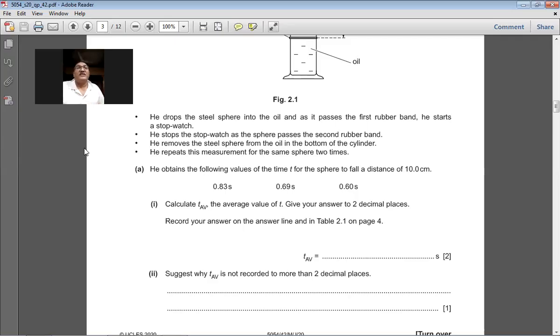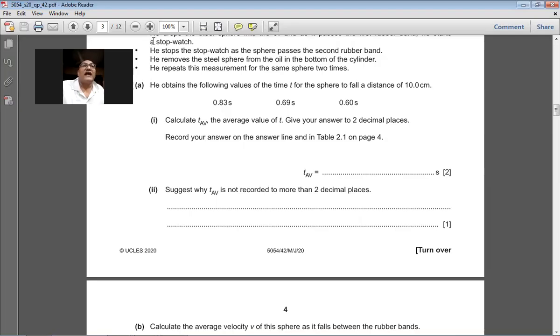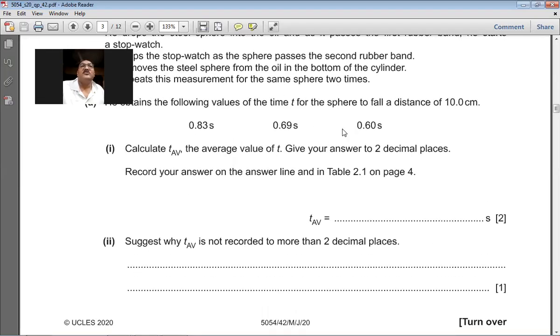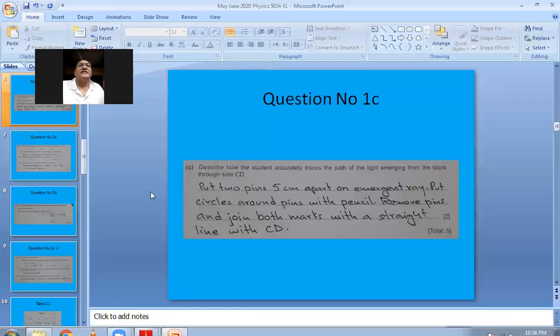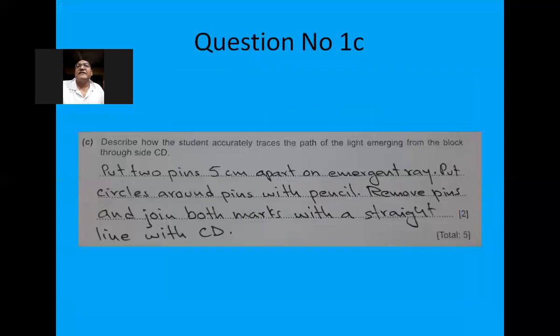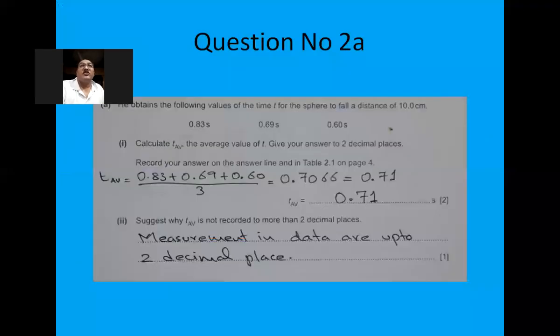Calculate the t average, the average value of t. Give your answers to two decimal places. After the point, there should be 2 digits only. Record your answer on the answer line and in table 2.1 on page number 4. So here I have to find the average of these 3 numbers. That's very easy. You just add them up and divide the answer by 3. So you will get the t average. Let me show you how I have done this. So let's go step by step. Okay, so here we go. We're talking about question number 2a part.